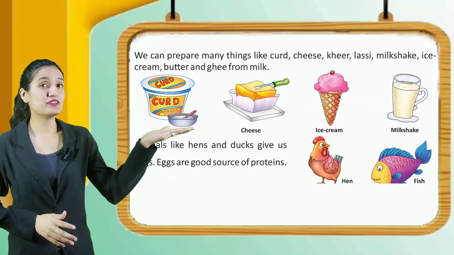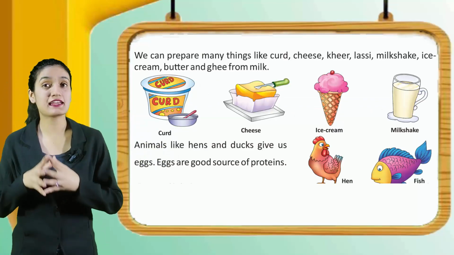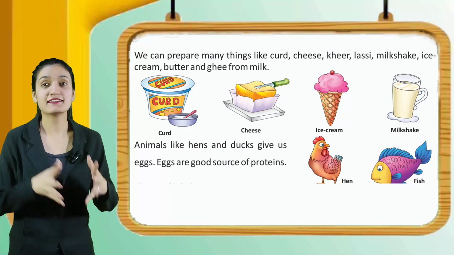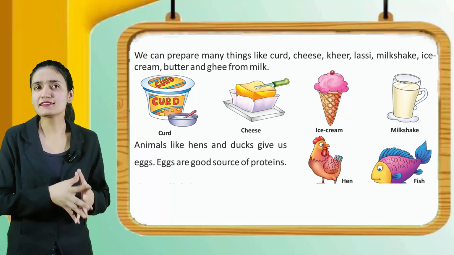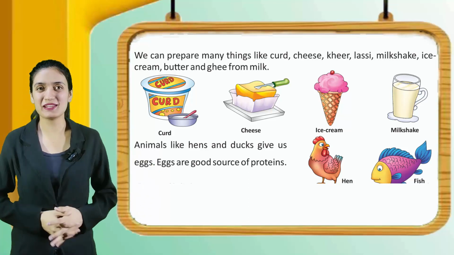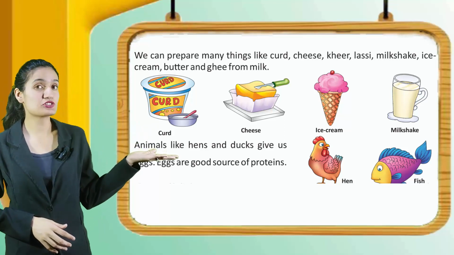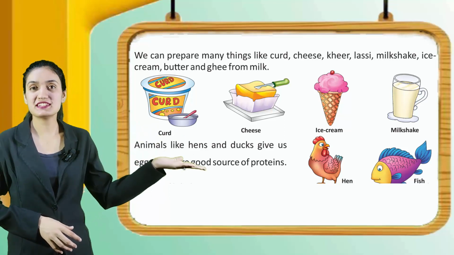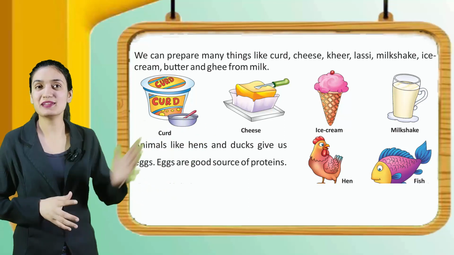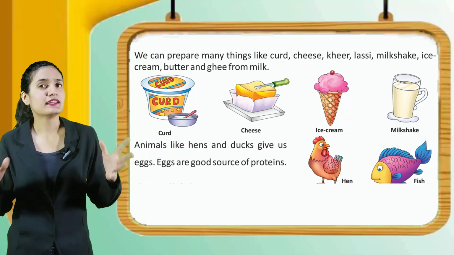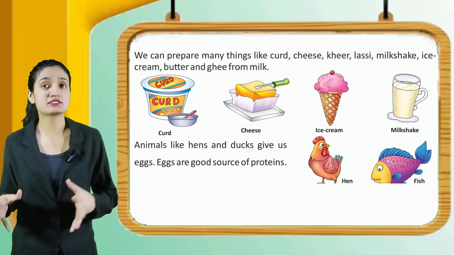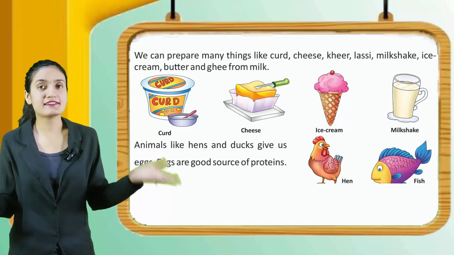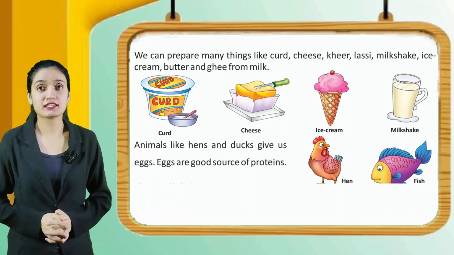Okay. We can prepare many things like curd, cheese, kheer, lassi, milkshake, ice cream, butter and ghee from milk. Here you can see the pictures. Curd, cheese, ice cream and milkshake. Animals like hens and ducks give us eggs. Eggs are good sources of protein.